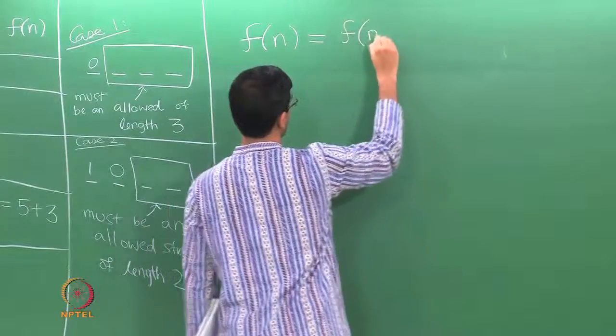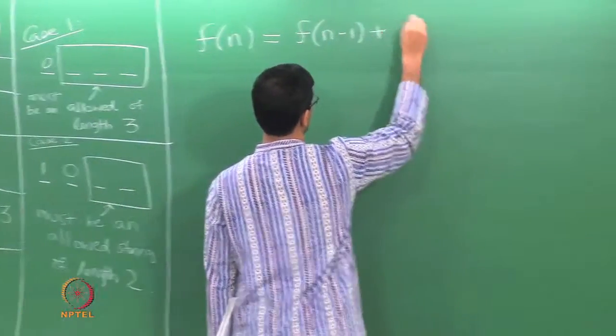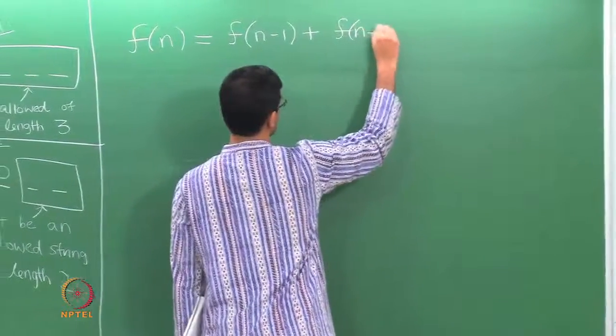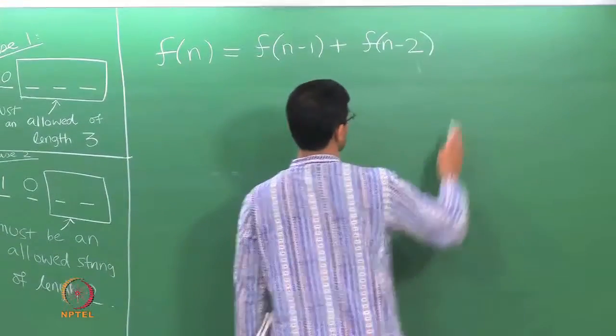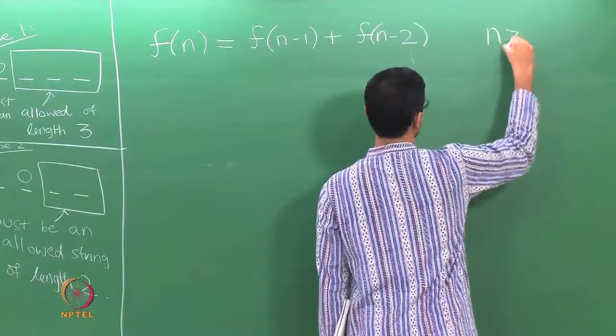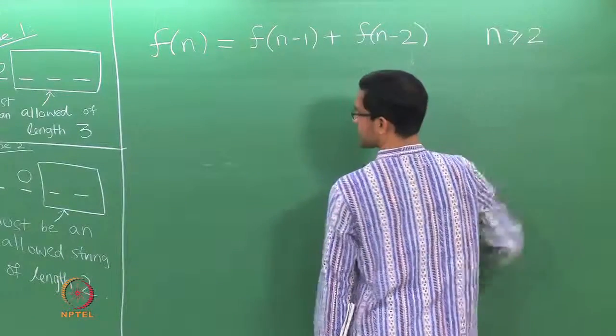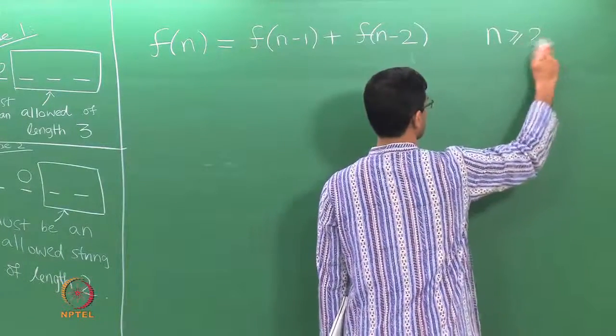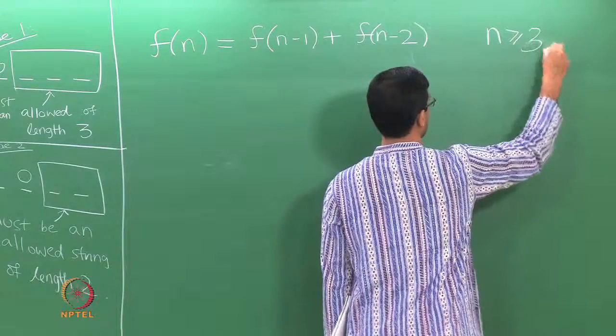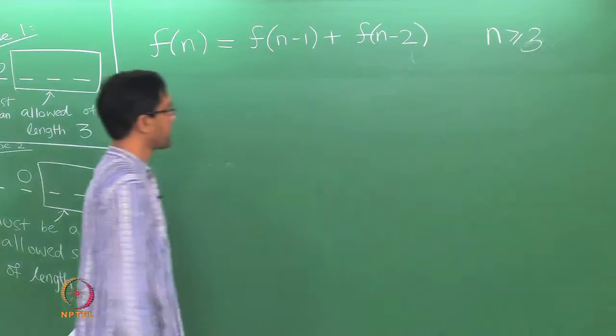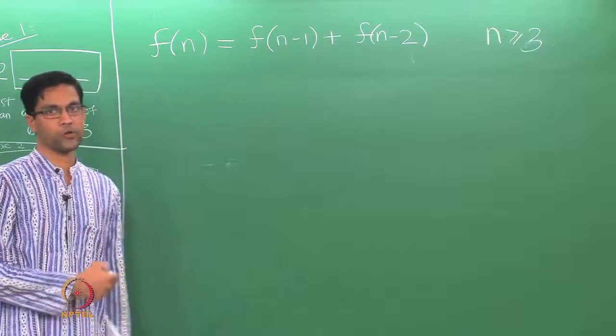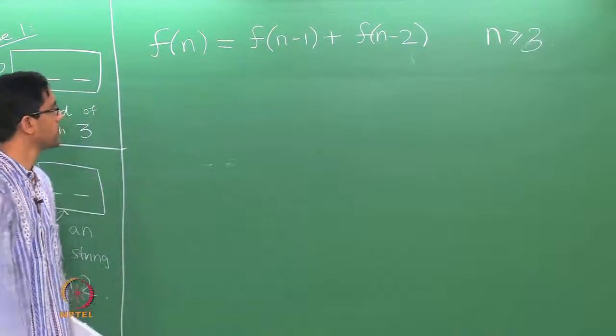We have realized the following, that f of n is just the sum of the 2 preceding numbers. Okay, and of course this only makes sense if n is at least 3. So in order to compute f of 3, f of 4 and so on, all you need to do is just take the sum of the 2 preceding ones.